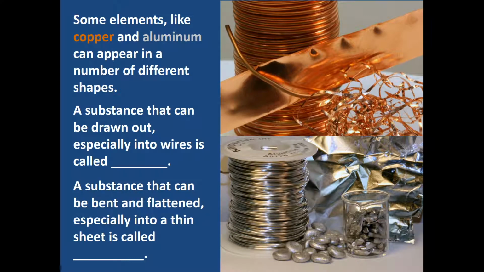So some elements like copper and aluminum can appear in a number of different shapes. A substance that can be drawn out, especially into thin wires, is called ductile. A substance that can be bent and flattened, especially into a thin sheet, is called malleable.